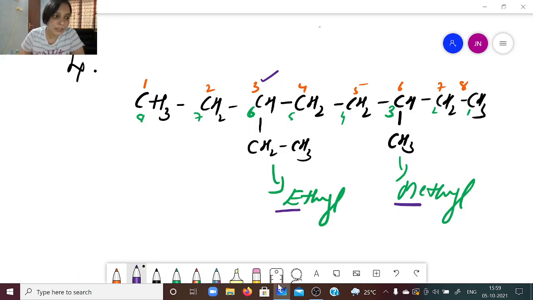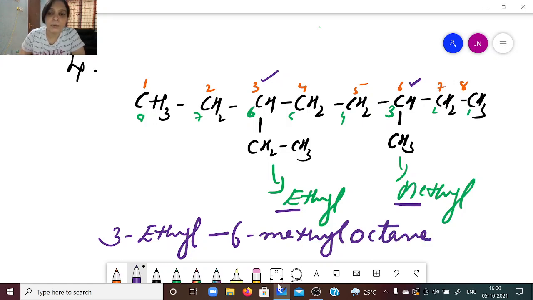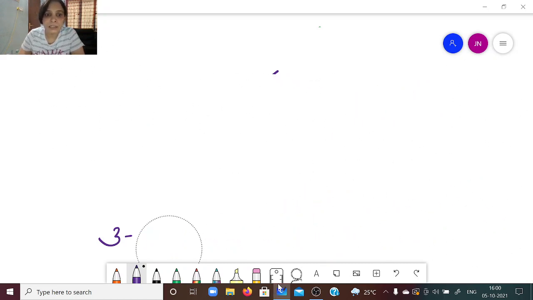So what will be the name of this? 3-ethyl. 3, E should be capital, ethyl. Then put a hyphen, then 6, isn't it? 6-methyl, and the total number of carbon atoms is 8. So it is octane. This is the name of this particular compound. So we have seen 4 rules for writing the names of compounds having branches.